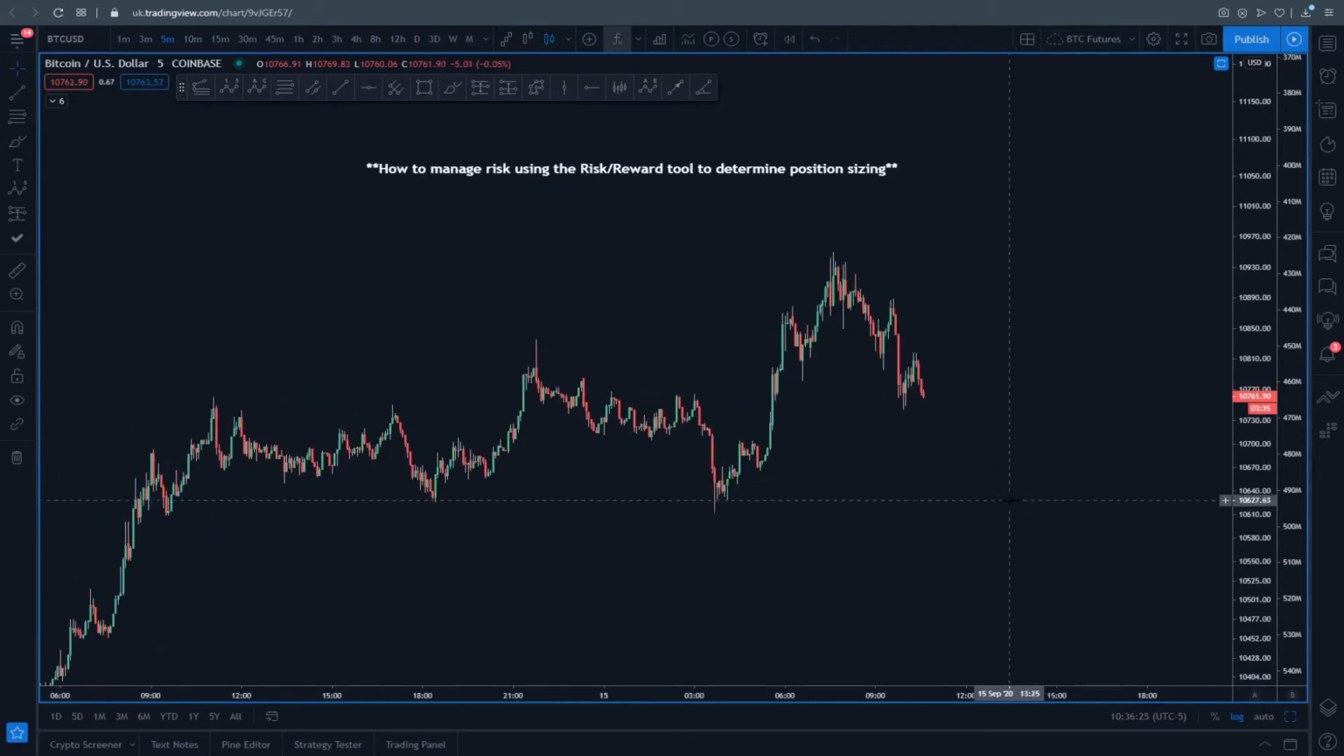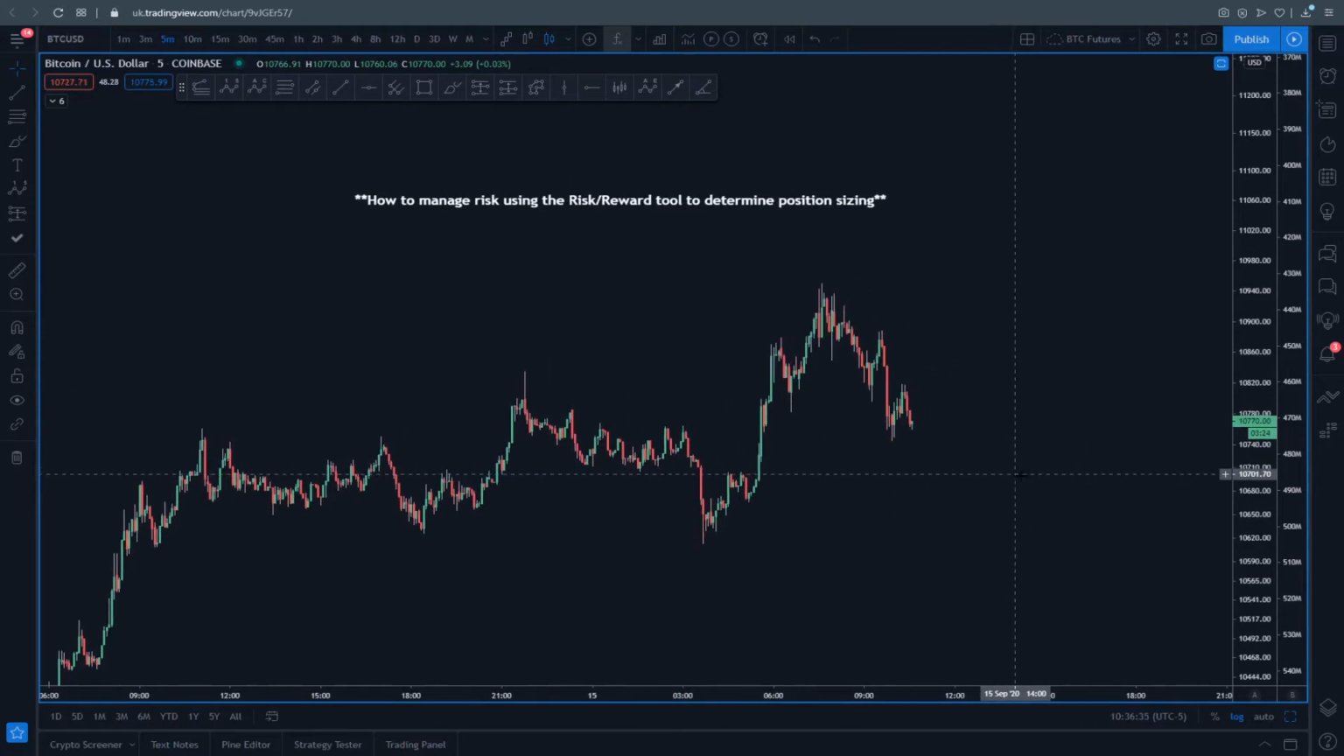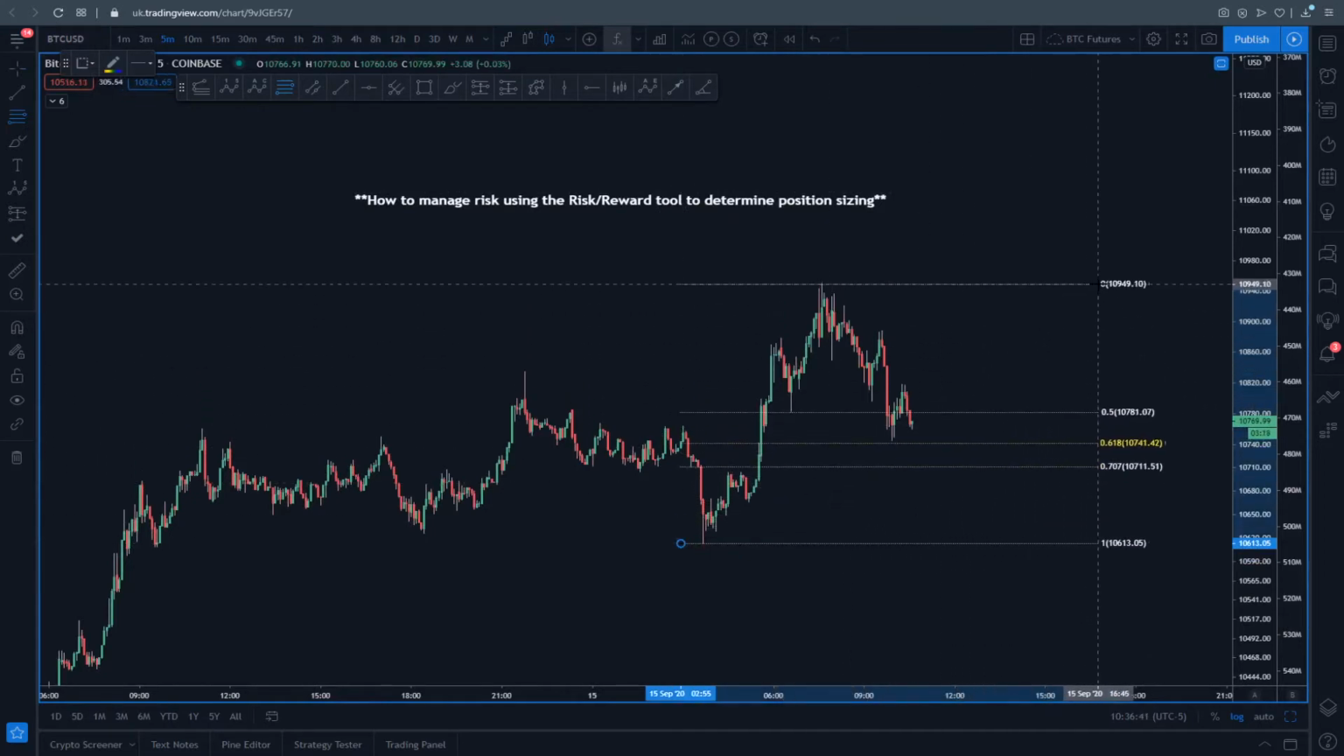Because before you ever get into a trade, you need to plan out the trade. You need to know where you're going to get in, where your stop loss is going to be, and where your take profit is going to be. And so the way that I do that is I'm just going to do a mock-up setup right here. It's a very typical setup that I would be looking for.